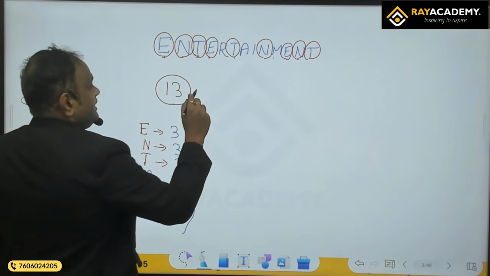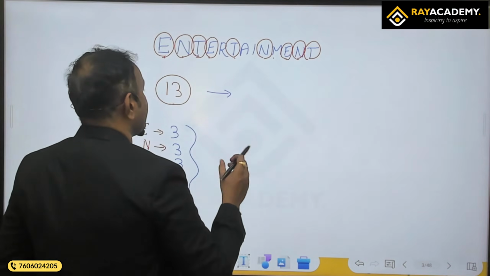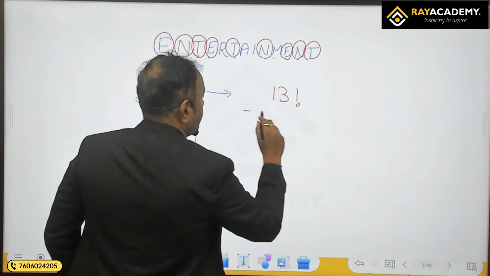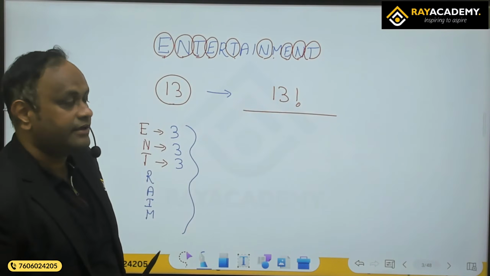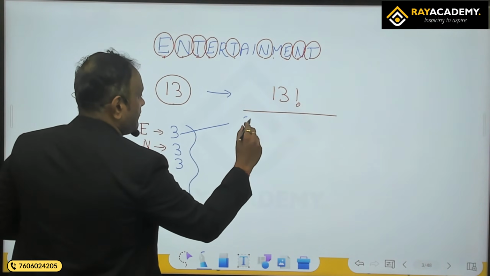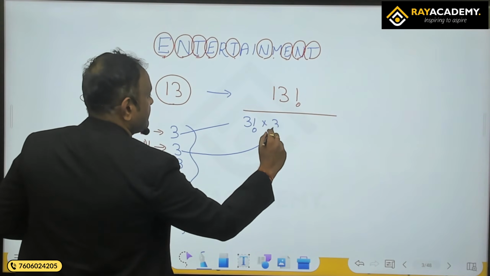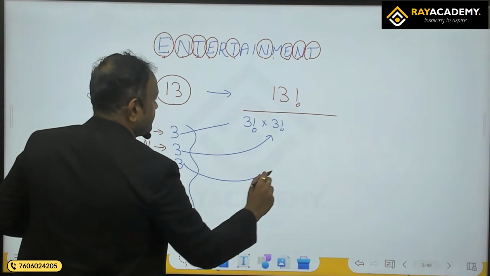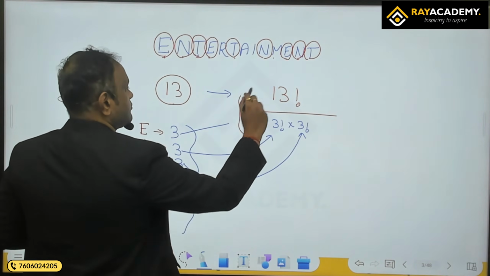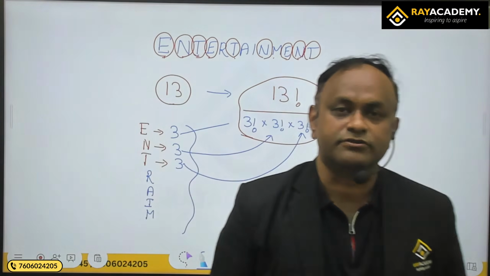If there is no repetition, how many words can you make? Same rule: n entities can shuffle among themselves in 13 factorial ways. But you have to divide by the things which are repeated. E is repeated 3 times, so I will divide by 3 factorial. N is repeated 3 times, so I will divide by another 3 factorial. T is repeated 3 times, so again I will divide by 3 factorial. This is the way you do questions where repetition is there. So the total answer is 13 factorial divided by 3 factorial into 3 factorial into 3 factorial.